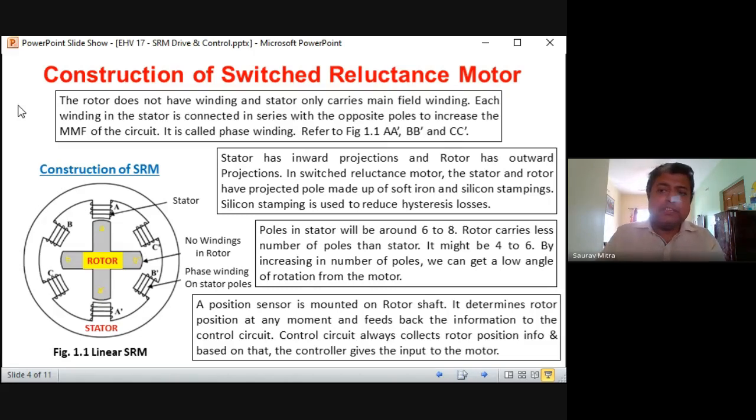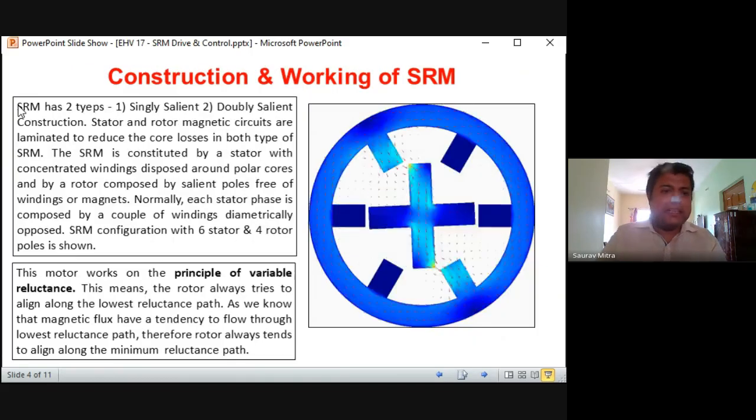So the DSP processor has three inputs: how much torque is expected, how much current is being given to the stator pole, and what is the position of the rotor. So here also the same thing happens. The sensor is mounted and the control circuit always collects the rotor position information, and after that it generates the control strategy.